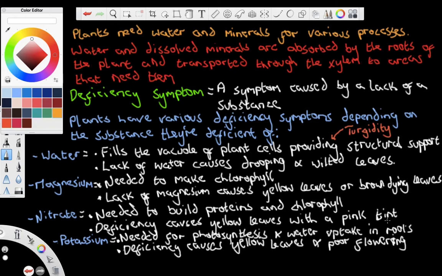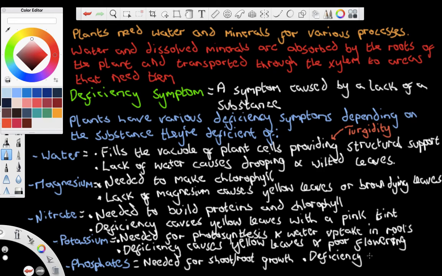And finally, phosphorus ions. So phosphorus or phosphates we can say are needed for healthy roots and shoot growth. So needed for shoot and root growth. I'm going to struggle to fit this on, but I'm not doing the screen. And the deficiency is slow plant growth. So deficiency causes slow plant growth.